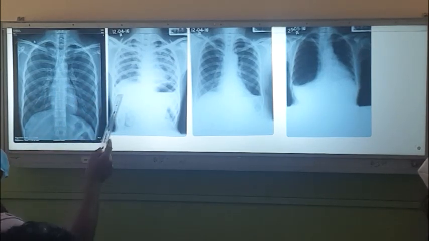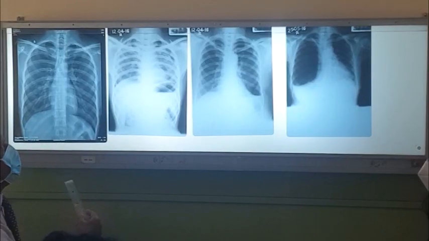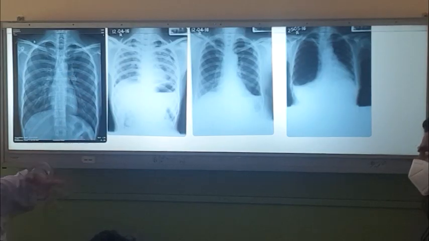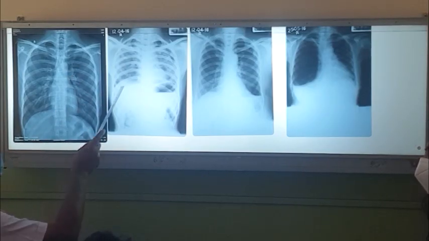And why is this expiratory? Because of the fibrosis, he can't take a deep breath, right? He has restrictive lung disease because of severe fibrosis. He can't take a deep breath. So this is what he can take.